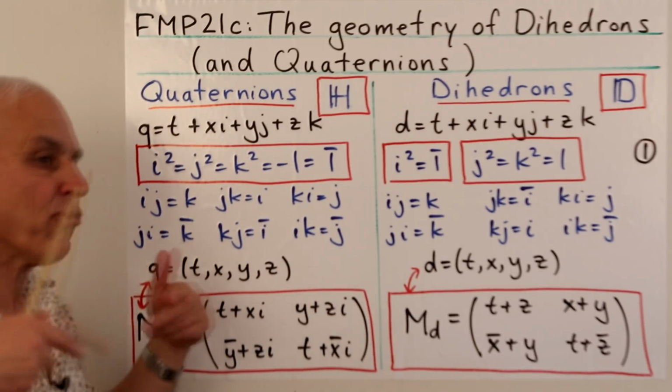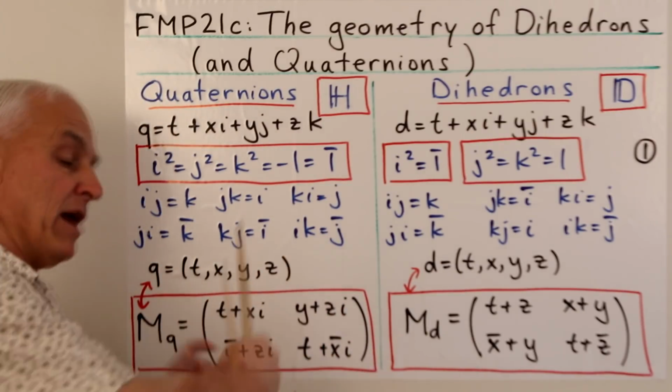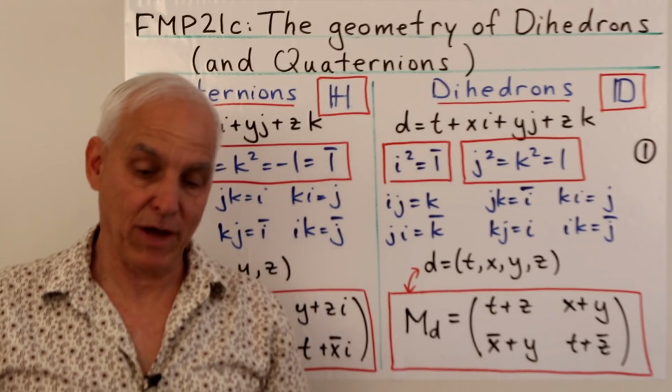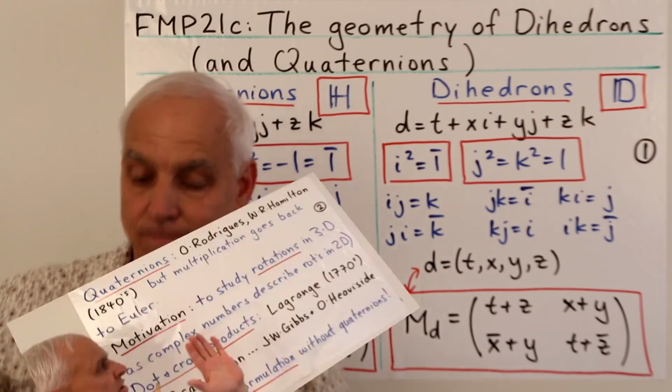You actually need a prior theory of complex numbers if you want to represent them as 2 by 2 matrices. You can always do it with 4 by 4 matrices without any complex numbers, but that's more complicated. Okay, just a bit of history.